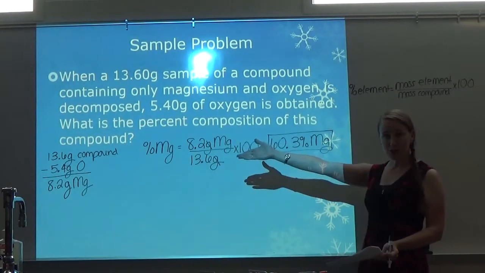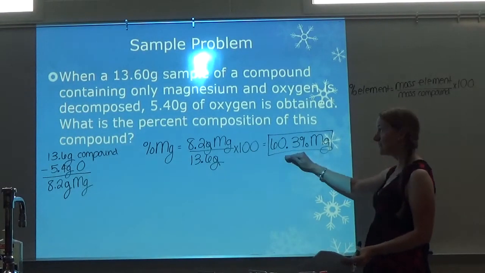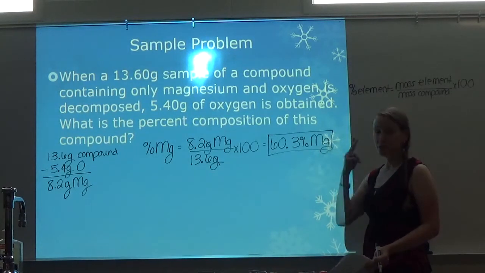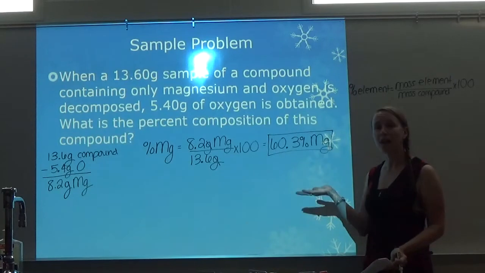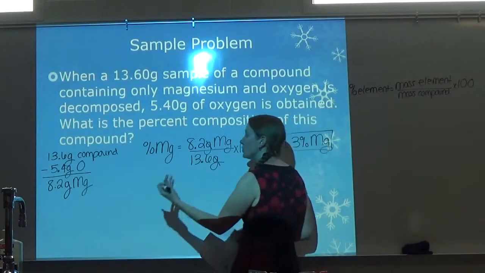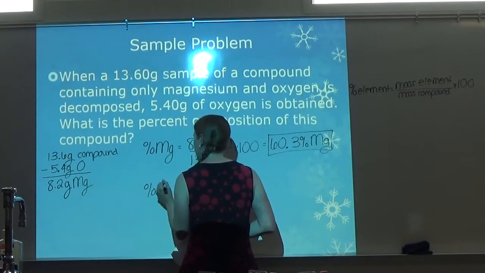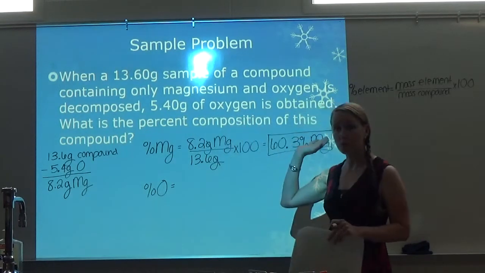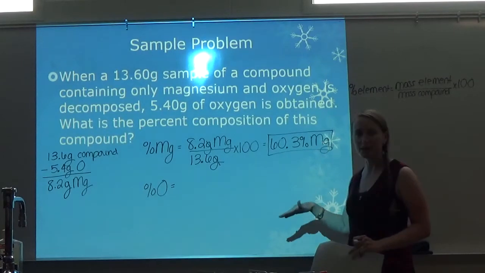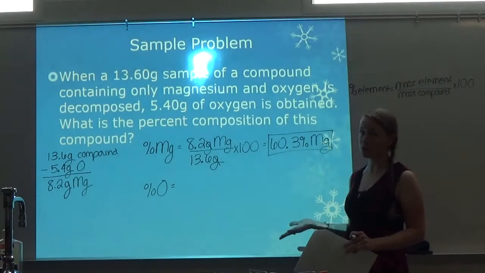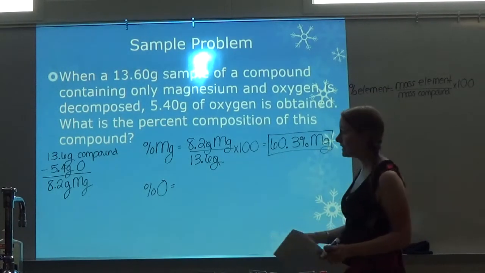Now we also have to do oxygen. Now if you're confident that you got magnesium right, and then there's only two elements, technically we can do 100 minus 60.3 to get oxygen, but I always like to do oxygen separately. So I'm actually going to plug it into the formula. And then, to catch any mistakes, I like to add my two answers to make sure that they equal 100. So that way I can check for any math errors.